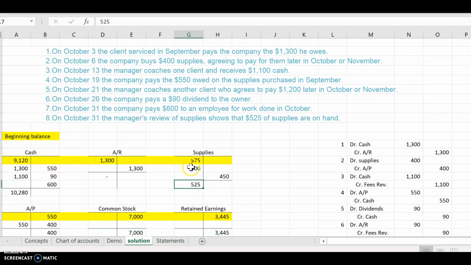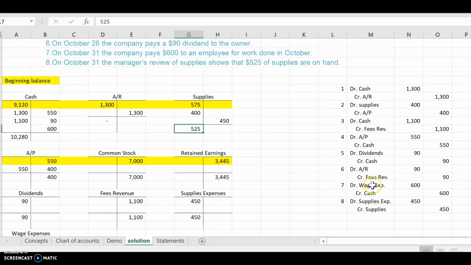Okay, so let's say you have 575 pens in the beginning. You bought 400 other pens during the month. Let's say this is $1 one pen. So you have 975 pens to be used. But at the end of the day, you count your drawer, you find only 525 pens. What does that mean? That means you use up 450 pens. Okay, you don't want to record every pen you're using, otherwise you are recording 450 transactions of them. So some of the transactions are too trivial, so we will use this way to derive.